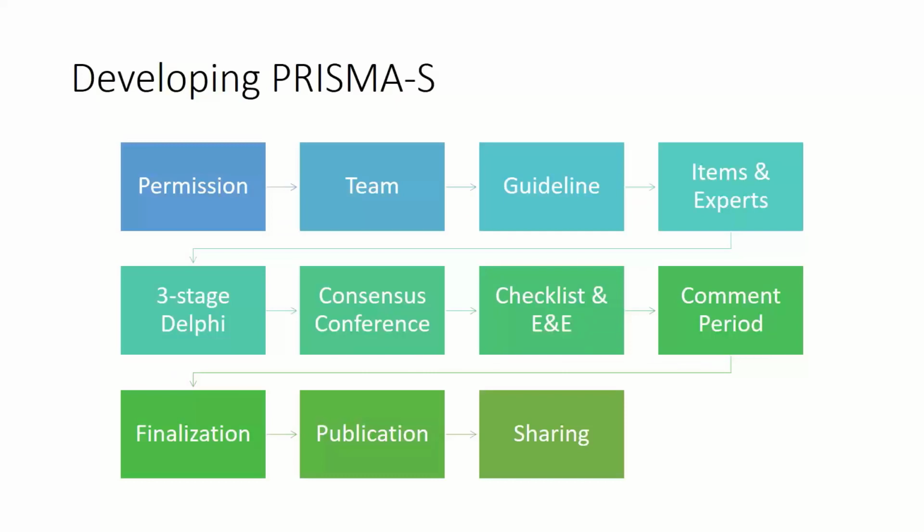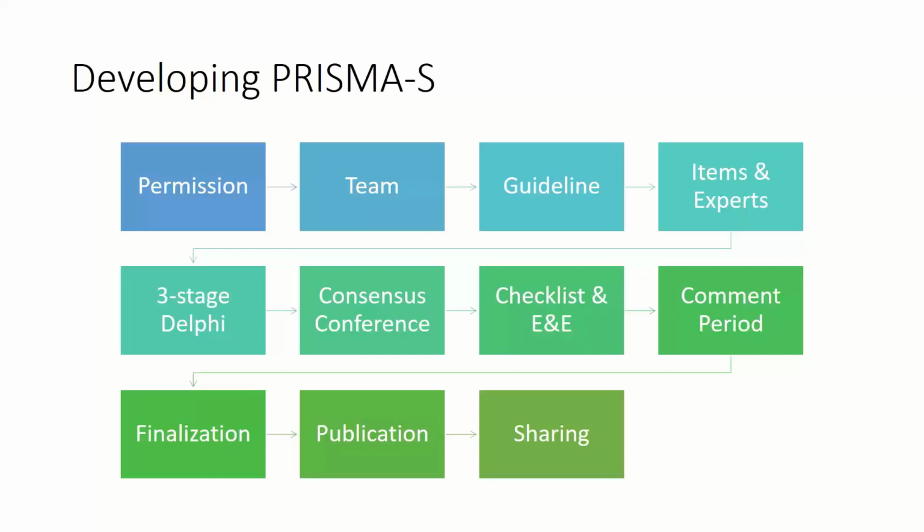So to go about developing PRISMA-S, very briefly, we first started by getting permission from the PRISMA team to see whether or not it would be appropriate to develop an extension. Then we put together our team, and then we used a guideline on creating reporting guidelines to develop our process. We did a literature search across all sorts of different kinds of documents to pull out as many items as possible that were relevant to reporting literature searches. And then we took those items and a list of experts that we had developed, again, globally, and we invited them to participate in a 3-stage Delphi survey looking at those items.